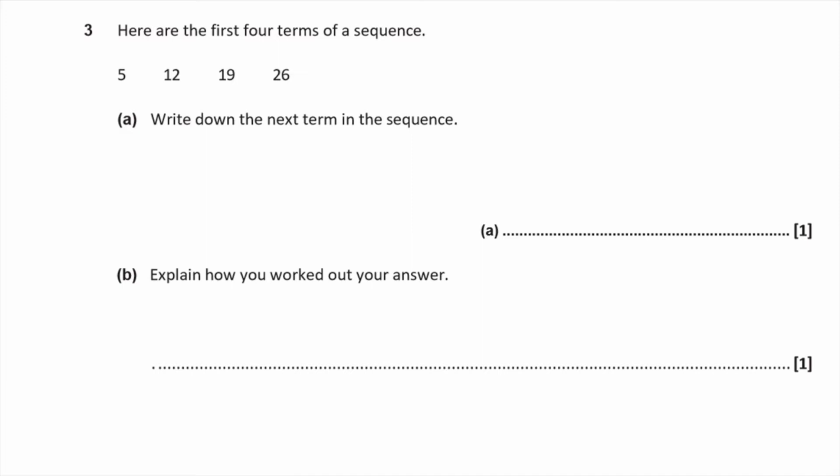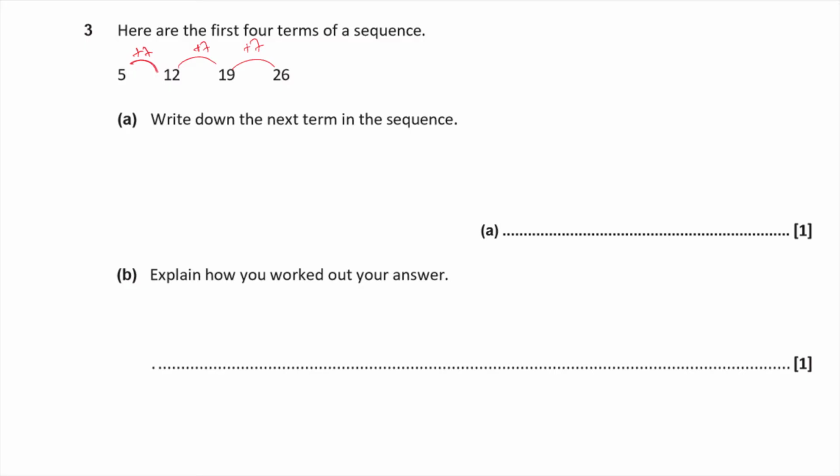Question 3. Here are the first 4 terms of a sequence. I've got 5, 12, 19 and 26. Write down the next term in the sequence. Now, what sort of sequence is this? First thing I usually look for is the gap between them. So 5 to 12 is plus 7. 12 to 19, well, that's also plus 7. And 19 to 26 is also plus 7. So this is a linear sequence or arithmetic sequence.